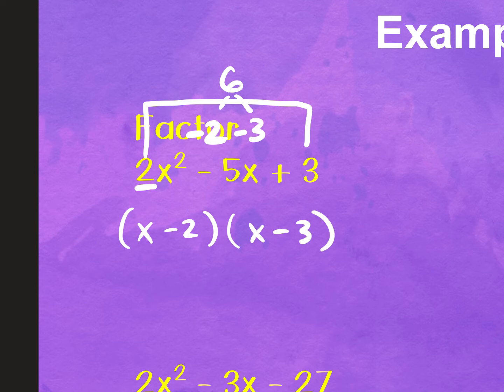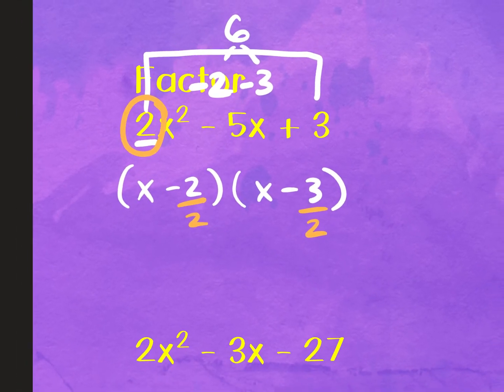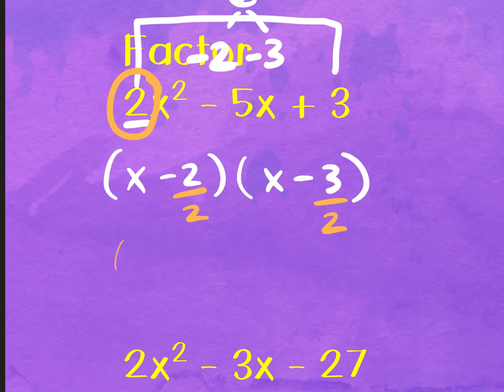Now, since I started by multiplying, what do I have to remember to do next? Divide. So I divide by that number that I multiplied out front. So divide by 2, divide by 2. Simplify where we can. So what is negative 2 divided by 2? Negative 1. So my first parentheses turns into x minus 1. What do I do if I can't simplify? Put it in front of that x. So this turns into 2x minus 3.